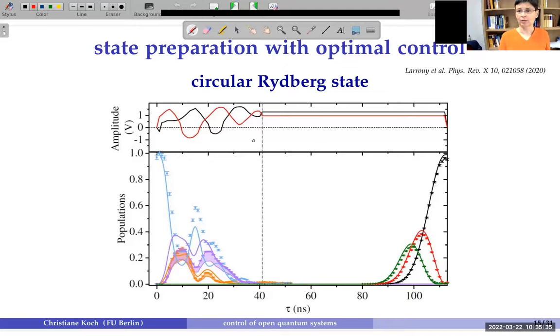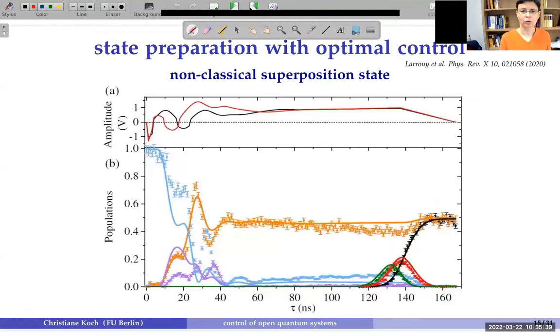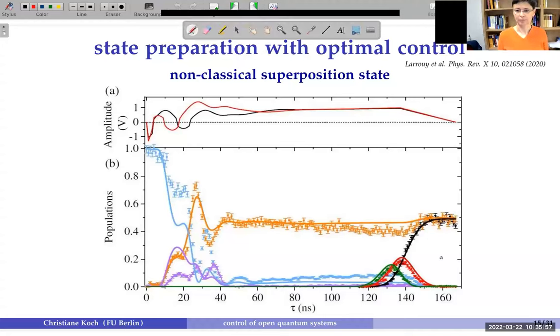So they were then more courageous and said, well, let's also look at something where we do not even have a protocol. We don't know by hand how to create a non-classical superposition state. So here, the idea was to create a 50-50 superposition between the circular state and a low M state.